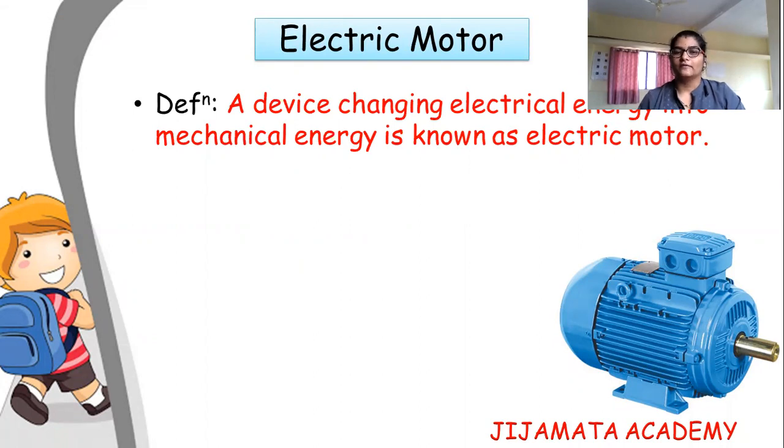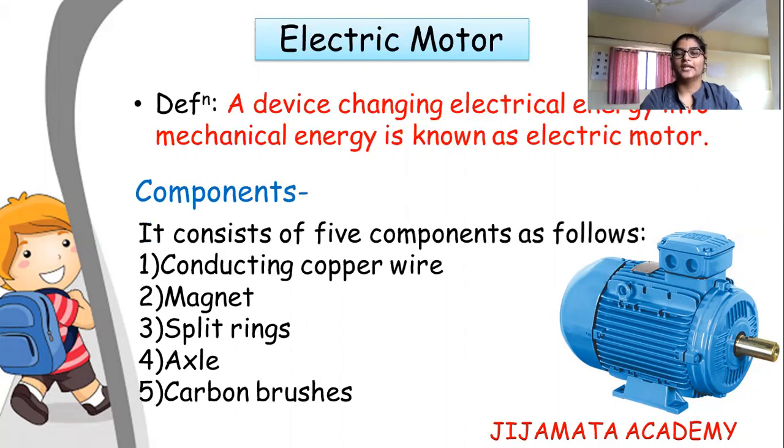So you all must wonder about this, how does electric motor work? How does it happen? When we just switch on a button, the fan starts to rotate. So before going to working, we must know what the electric motor is made of. So let's see the components of electric motor. Electric motor consists of 5 different components: conducting copper wire, a magnet, split rings, axle, and carbon brushes. So the construction of electric motor is very simple. So let's see how these components are arranged.